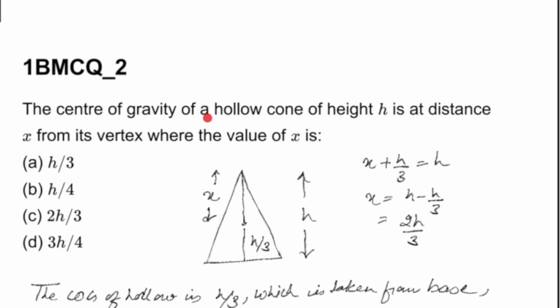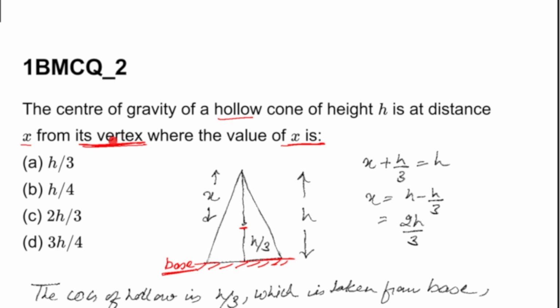The center of gravity of a hollow cone of height h is at distance x from its vertex, where the value of x is. See, the formula of the hollow cone center of gravity is h by 3, but that h is taken from the ground, from the base. So this is the base. And from here, we learn the formula that for a hollow cone, it will be h by 3, so this much height. But we need to calculate from the vertex. So that was a different thing in this question.